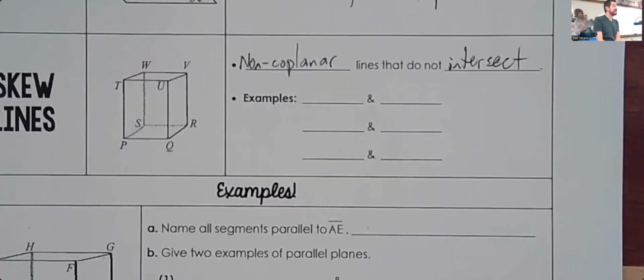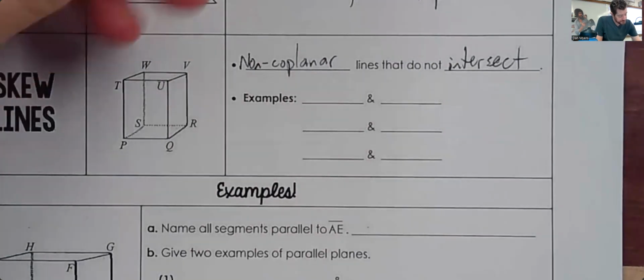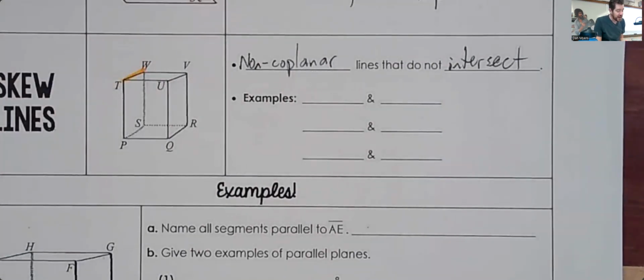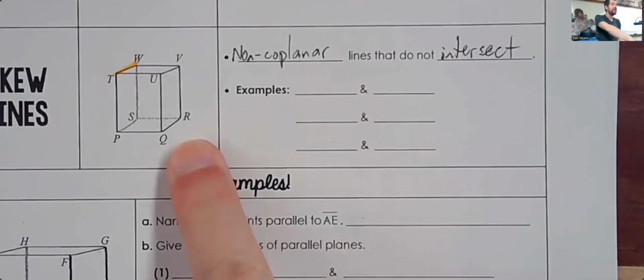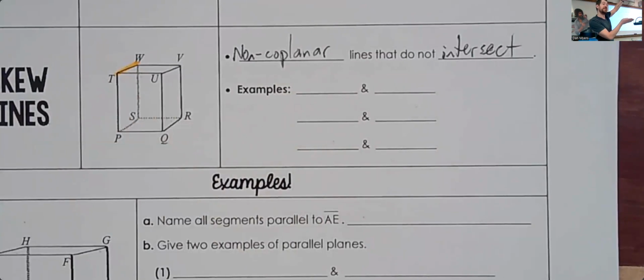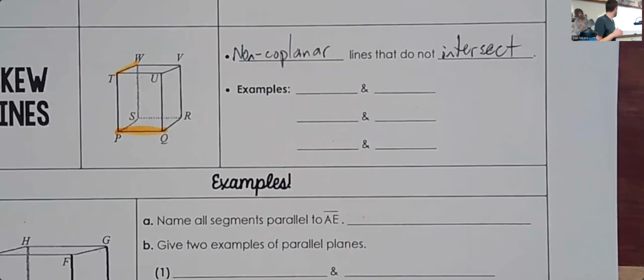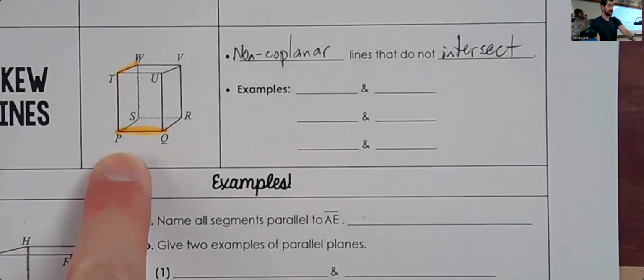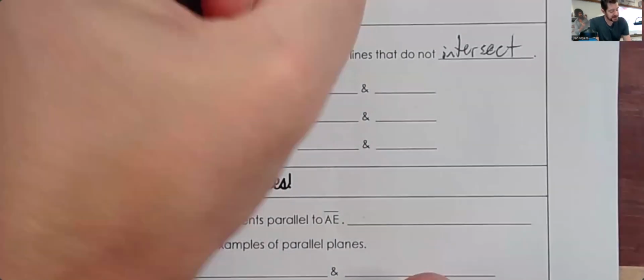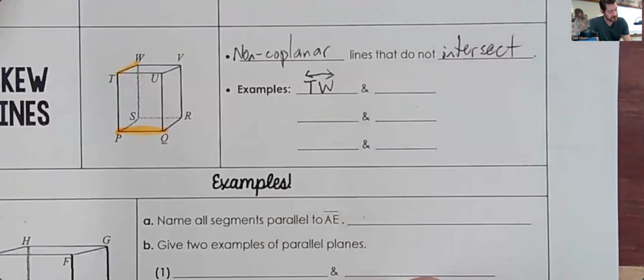Meaning they're not going to intersect, but they're also not going to be running in the same direction. For example, I'm going to use a highlighter here. Line TW right there, and then PQ would be parallel because they're running in the same direction. However, TW and PQ would be skew because they're not running in the same direction. So they're not parallel, but they also won't intersect because one's up here and one's down here. So we can say line TW and line PQ.